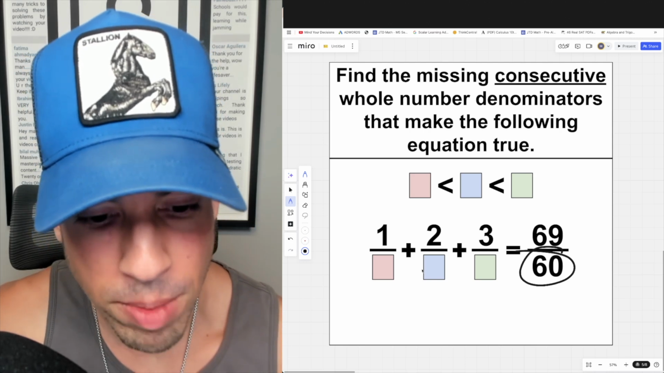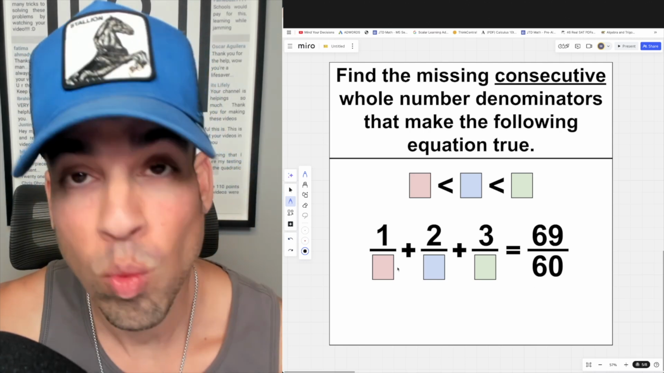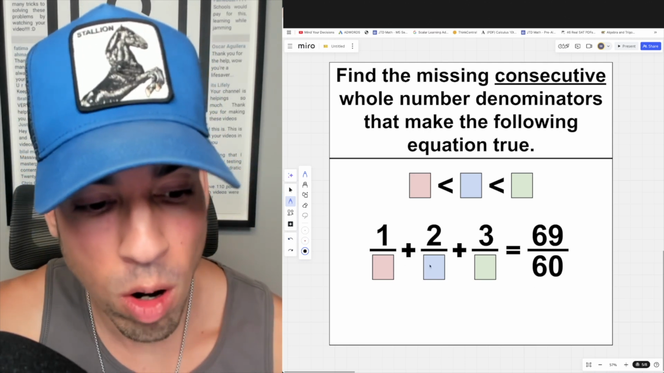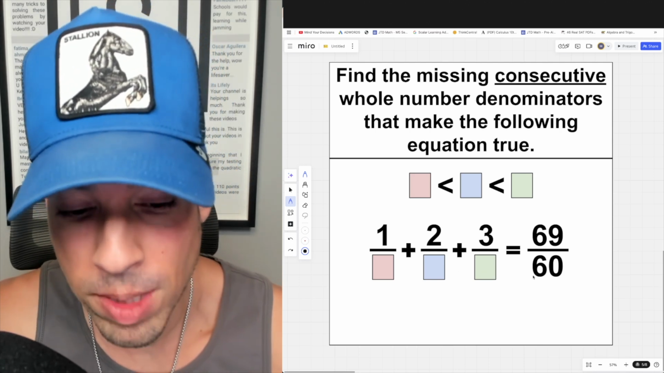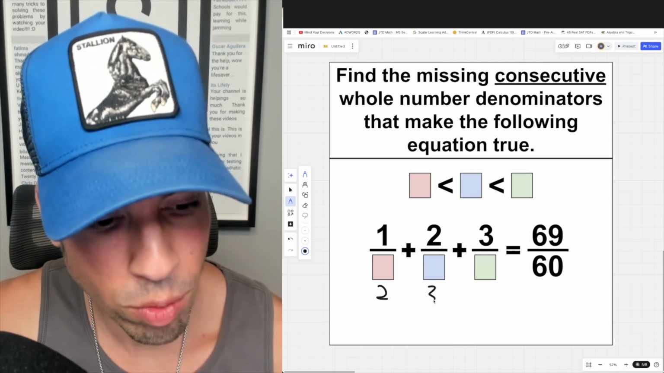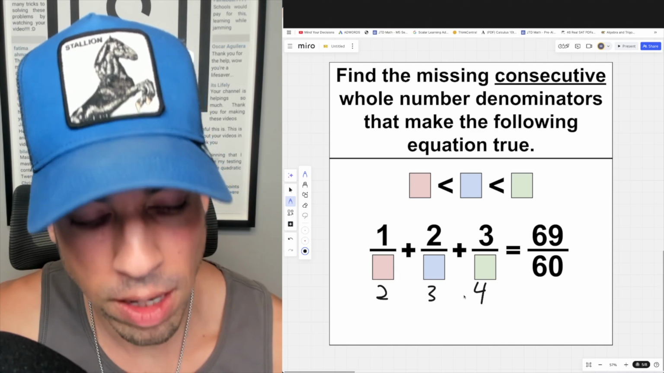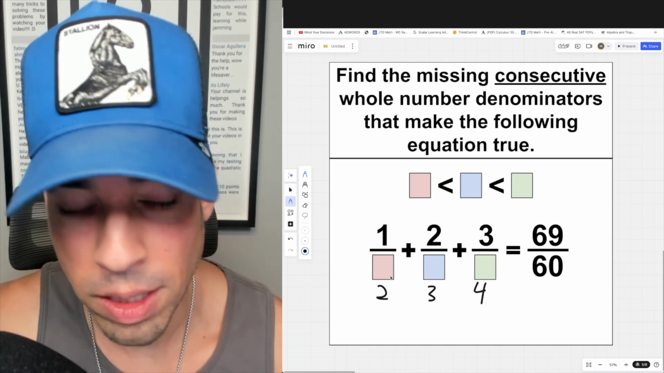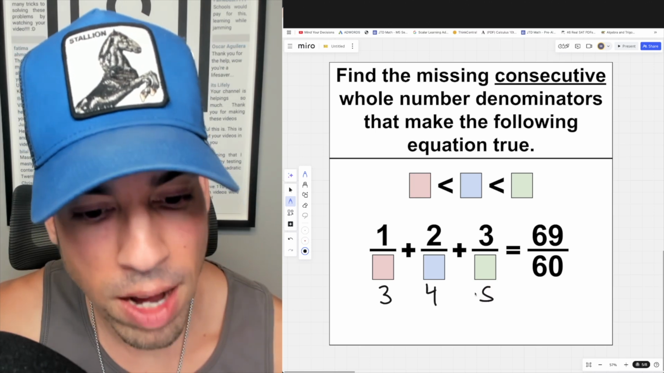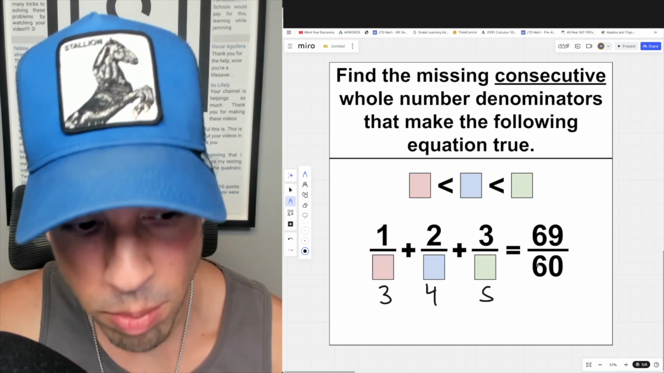One quick clue about what these denominators might have to be is that they all need to have a common denominator of 60. So 1, 2, and 3 do all have a common denominator of 60. It's not the least common denominator, but they do have a common denominator of 60. 2, 3, and 4 also have a common denominator of 60. However, if you add these fractions up, it will be too big. 3, 4, and 5 also go into 60, but again, this is going to be too big as well.